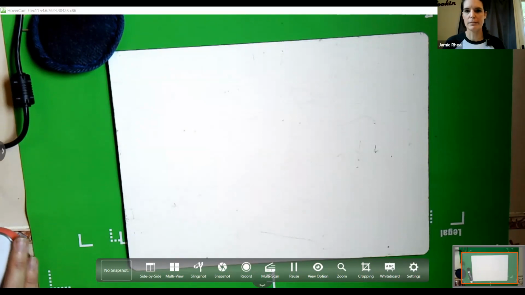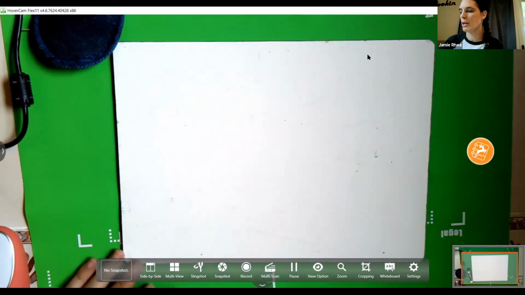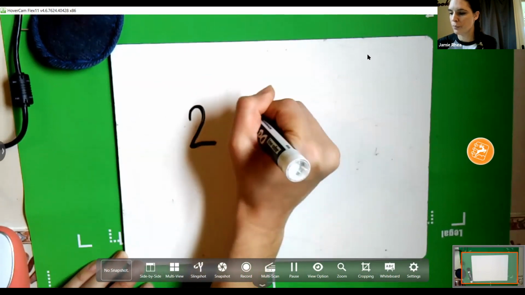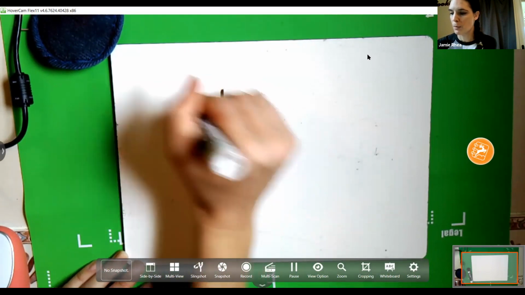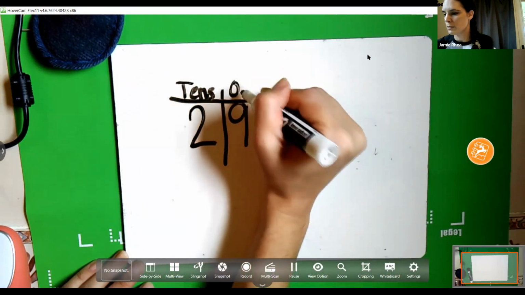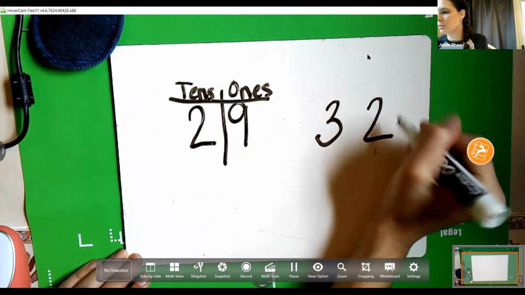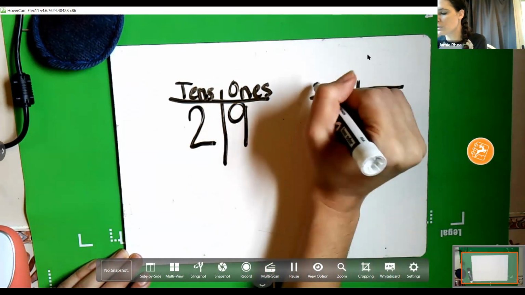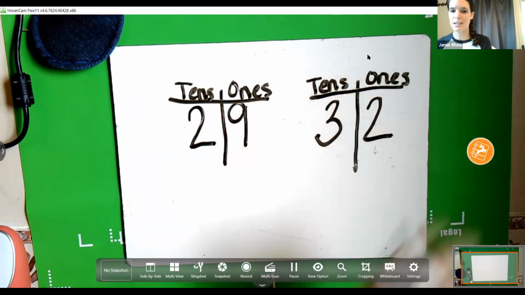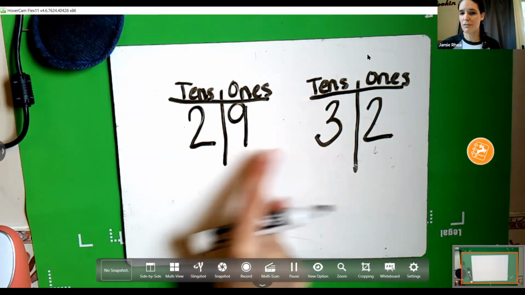Okay, sorry, my screen wouldn't cooperate. 29 is our first number. And I'm gonna put it in my tens and ones. Tens, ones. And 32 is my second number. And I'm gonna put it in tens and ones. Tens, ones. So now let's draw this out, because if you look in our tens place, our numbers are different.